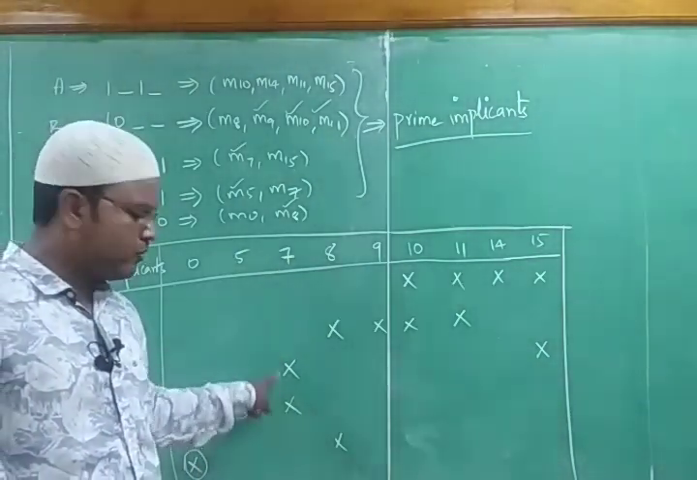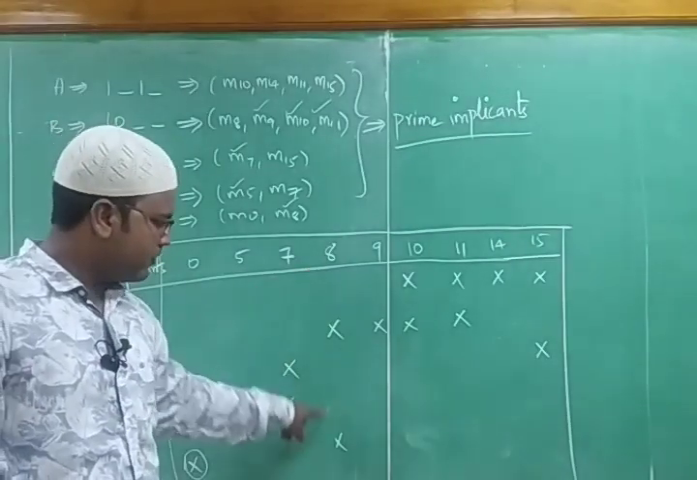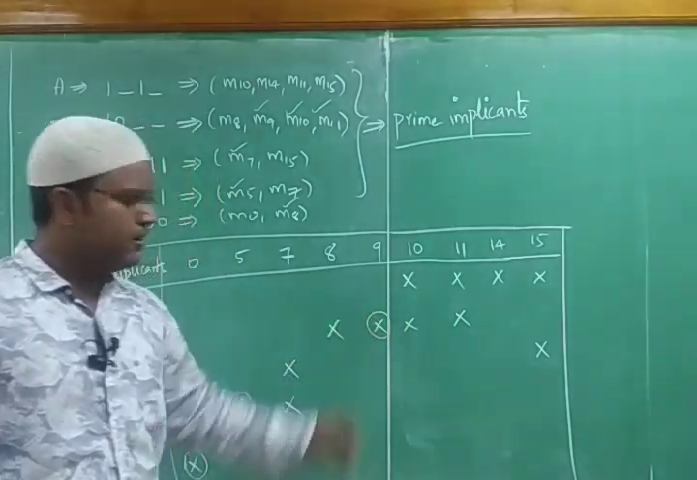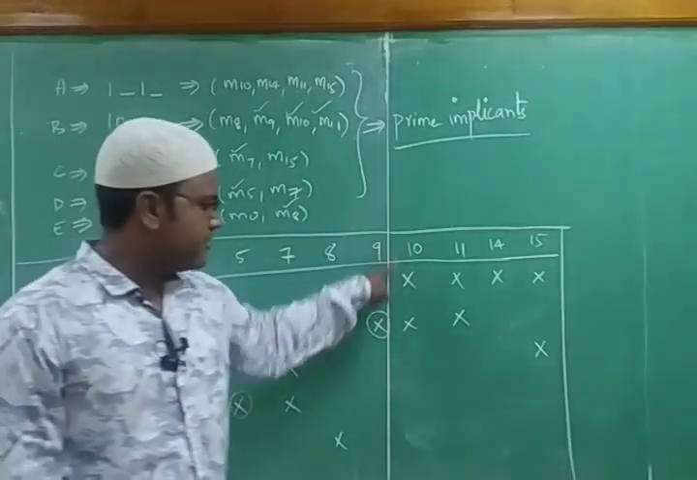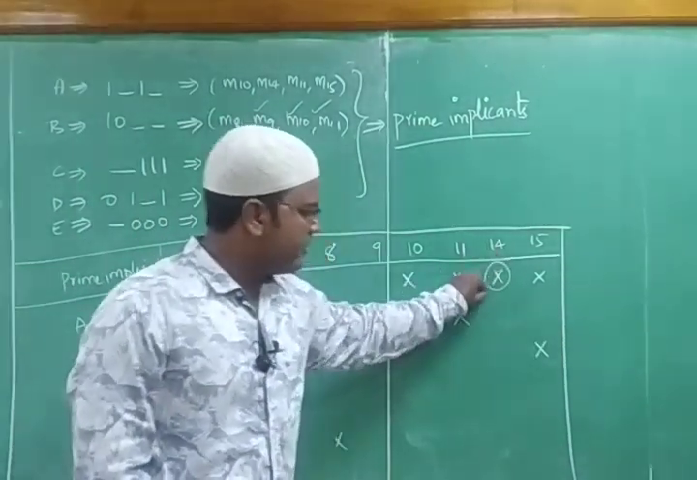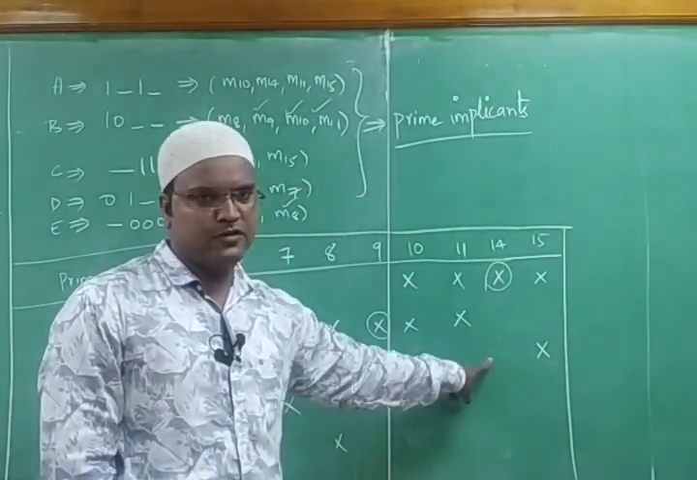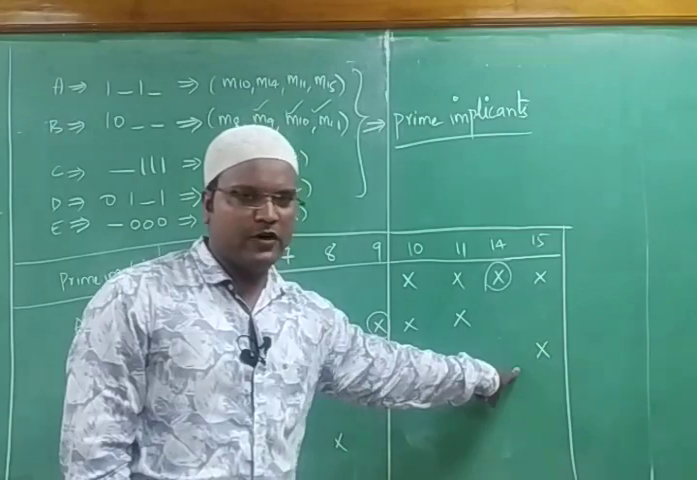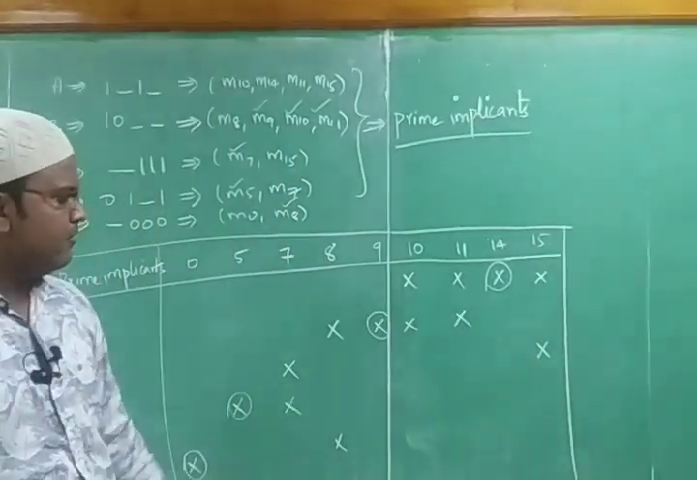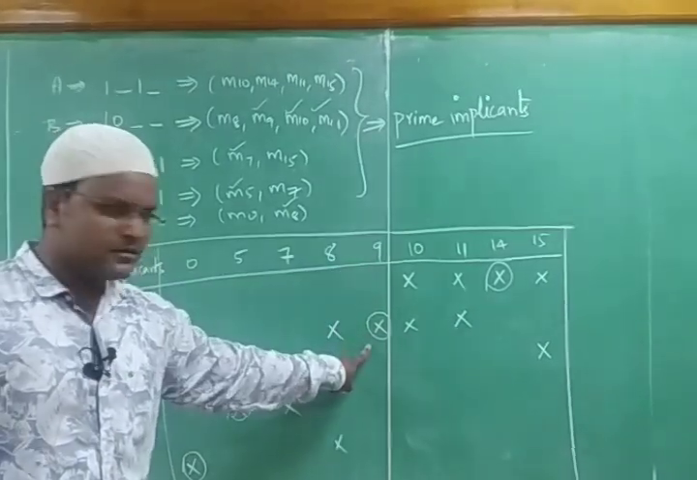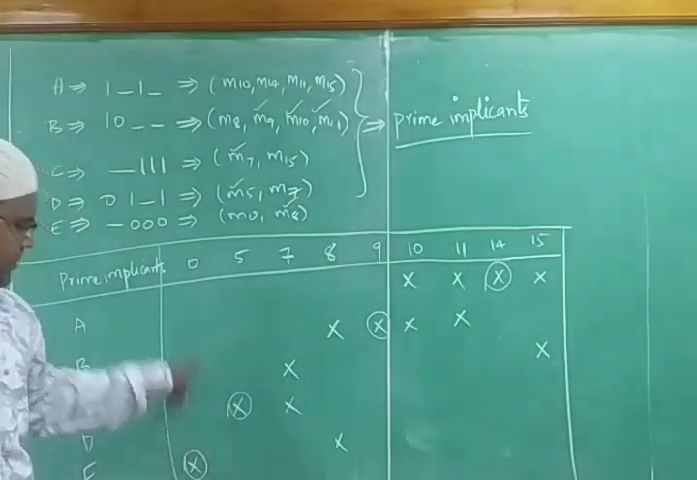So 7 is coming twice, we will not take it. 8 is coming twice, we will not take it. 9, yes, it's coming once. So this is your essential prime implicant. 10 is there, 11 is there, and 14. 14 is coming single, so that is essential. There is no further 14. 15 is coming twice, so we will not take it. So what are we getting now? 14 is coming once, 9 is coming once, 5 is coming once, and 0 is coming once.